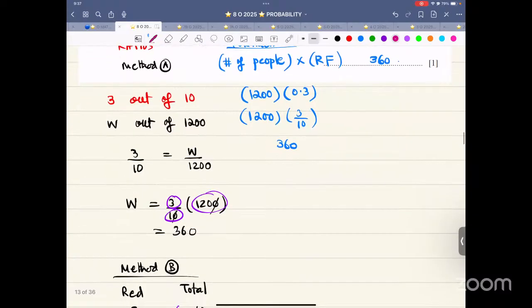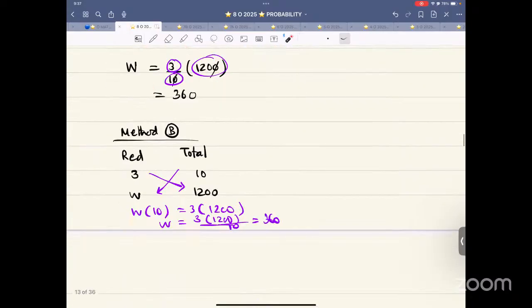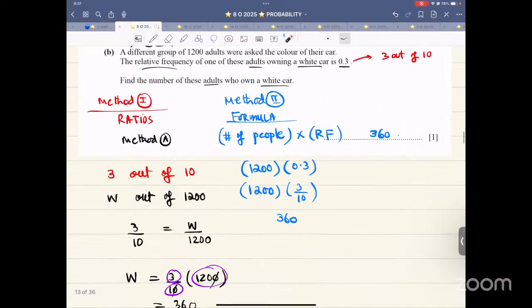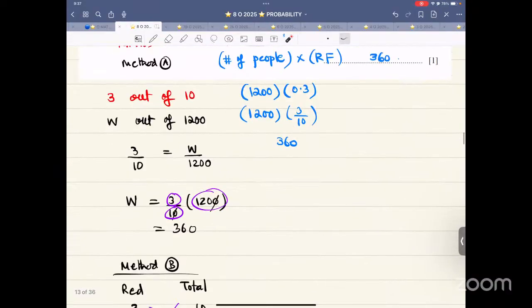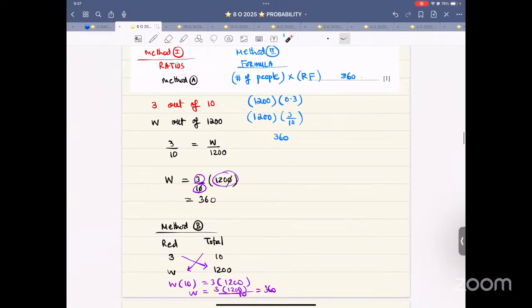And we can also work it out this way. Using ratios, 3 out of 10, W out of 1200. So 3 over 10 is W over 1200, and then you get 360. Also, you can do the cross multiply method. So two methods of ratios, one method of this thing. Why don't you go ahead and take a screenshot? Let's move on.